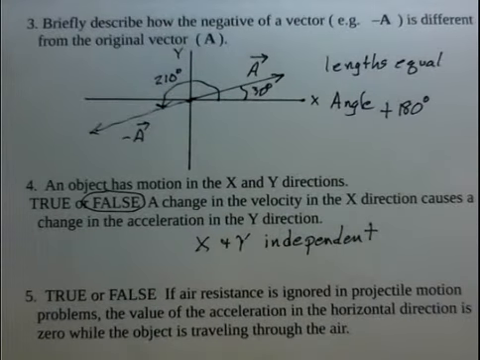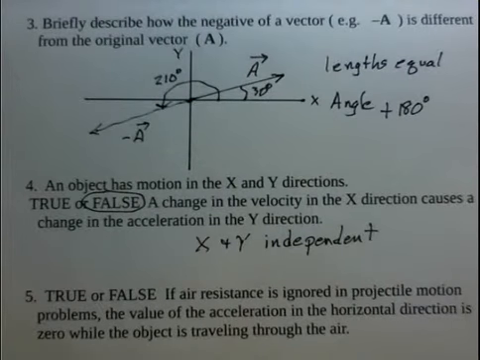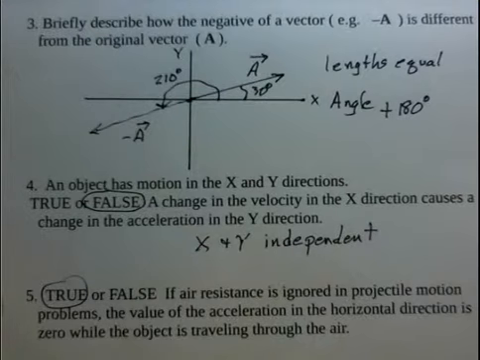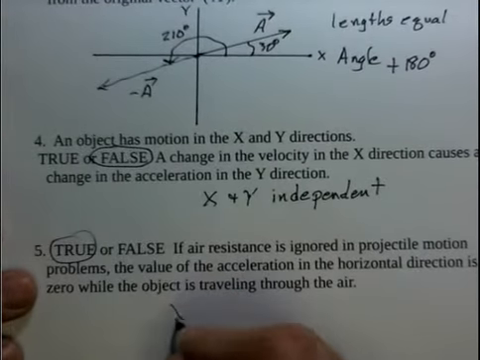Number 5, last one here. Air resistance is ignored. We've got projectile motion and moving in x and y. If air resistance is ignored near the surface of the Earth, the value of acceleration in the horizontal direction is 0, while the object is traveling through the air, not in contact with the ground, so no friction, and we're ignoring air resistance. What do you think about that statement? And that is true.